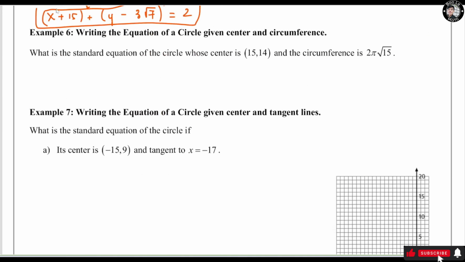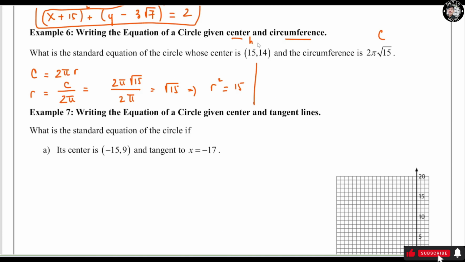Now, example number 6. Write the equation of a circle given the center and circumference. The circumference of the circle is 2 pi r. So then we have r equals C divided by 2 pi, which is this guy right here, 2 pi square root of 15 divided by 2 pi. So it is the square root of 15. Now we square both sides, so the radius squared equals 15.